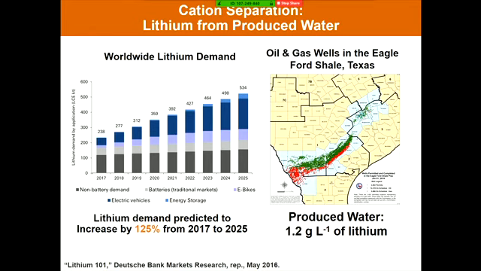And so this shows wells that have been mapped in the oil and gas wells in the Eagle Ford Shale area, not too far from Austin. And the average produced water content, that is the content of lithium in the water that comes up with the oil and gas that's produced, is on the order of 1.2 grams per liter. And so there are a number of applications and companies that are looking to see if this could be a new source of lithium.